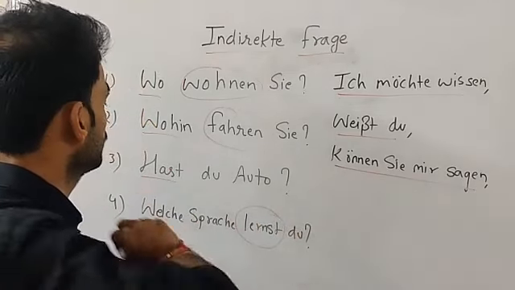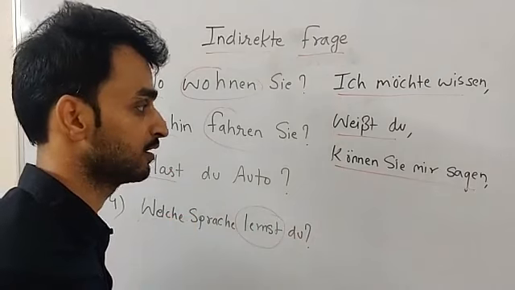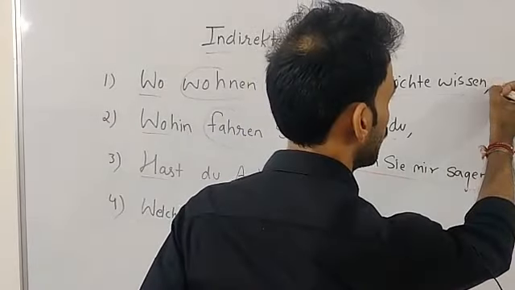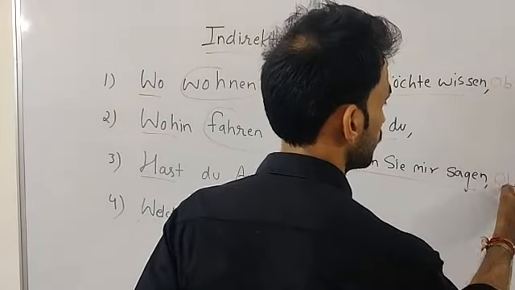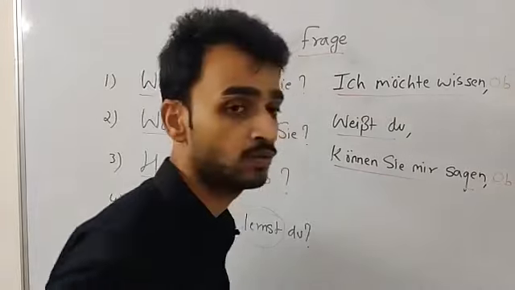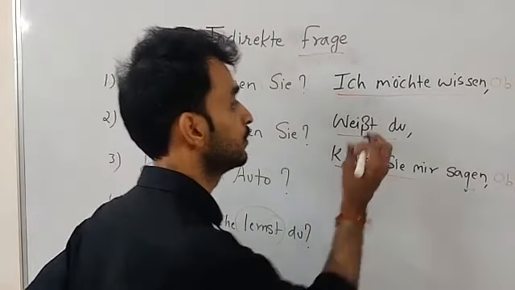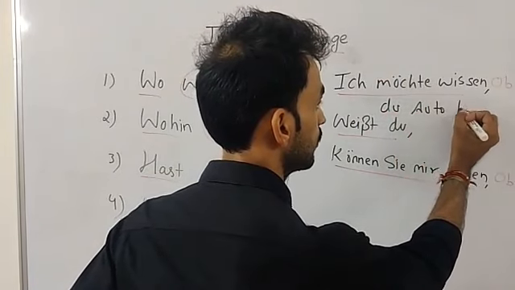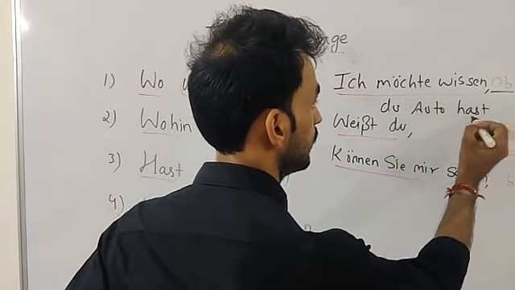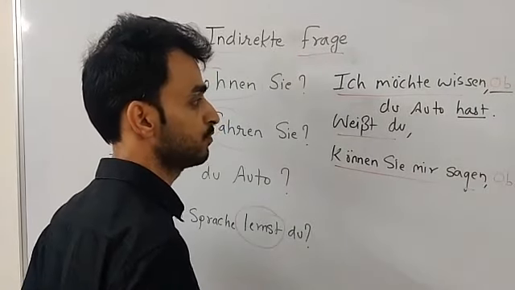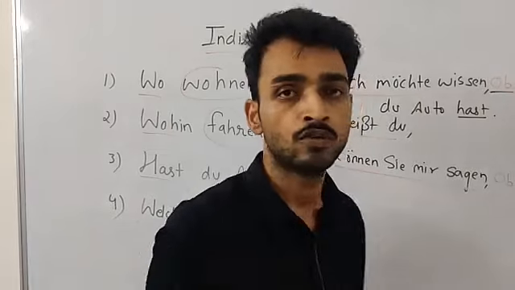I left this third question because it's Ja-Nein-Frage. So with Ja-Nein-Frage, we use ob. Ich möchte wissen, ob. Ob means if or whether. I would like to know if you have a car. Ich möchte wissen, ob du ein Auto hast. So ob here and then verb last. And then full stop. We do not use question mark with indirekte Frage. We use full stop, Punkt.